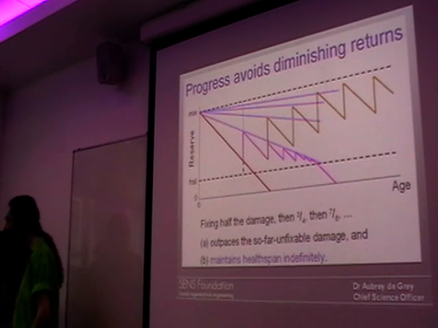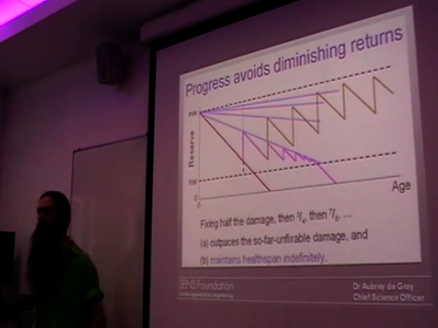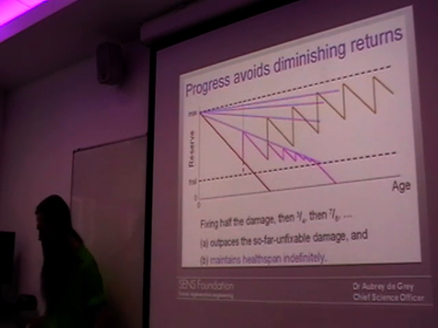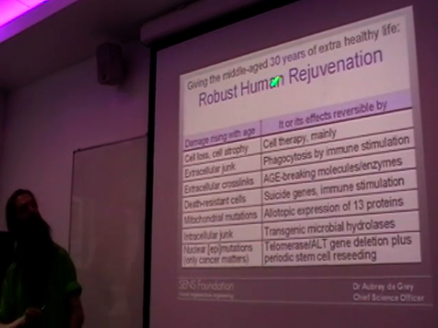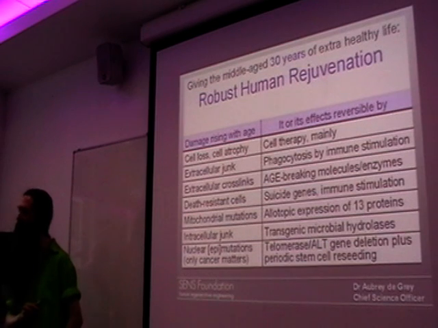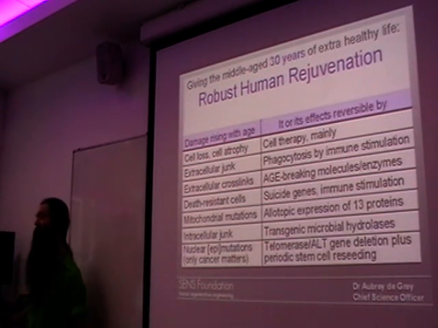Essentially, within the next little while, I think we have a good chance of being able to rather effectively combat damage. Now I want to take you back for a moment to this slide, because I did say here 30 years of additional healthy life. And that's the milestone that I've defined as robust human rejuvenation.